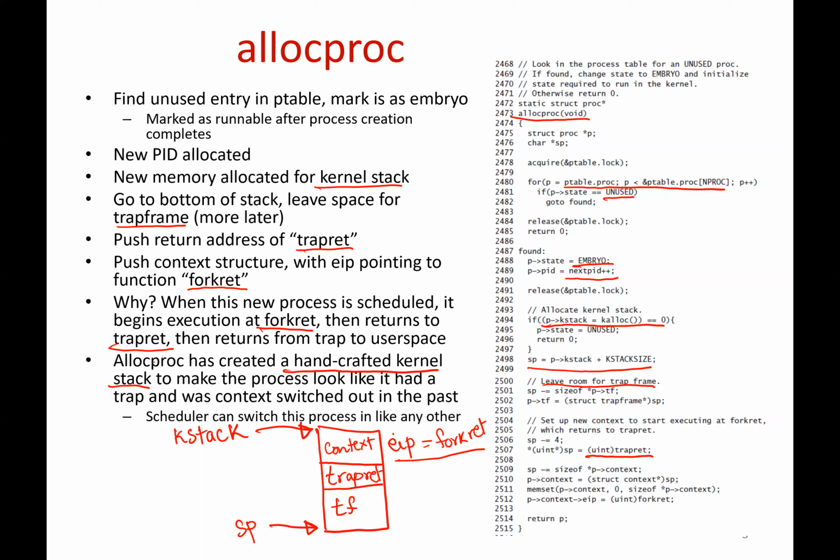So the main job of allocproc is to create this kernel stack so that the process is ready to run, is ready to be context switched in by the scheduler. So this new process first starts in forkret. When forkret returns, you pop the return address from the stack again, you go to trapret, then you pop the trap frame, and this new process starts to run. Okay, that is allocproc.